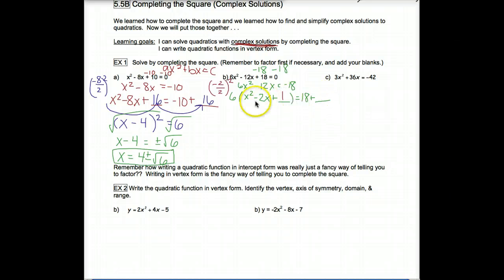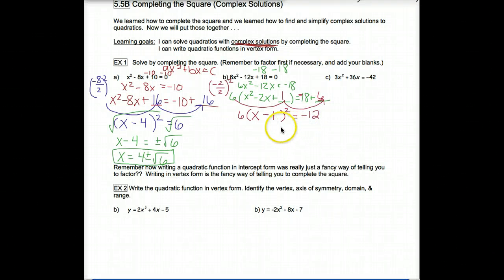To get my right side blank, I do my little swoop here. So 6 times 1 gives me 6. Oops, and it looks like I forgot to bring down my negative. That will be a problem here in a second if I didn't remember that. All right, so on the left side, I need to simplify. I've got my 6 out in front. I need to factor this as a PST, so I know it's going to have a squared. Square root of x squared is x. Square root of 1 is 1. Sign in the middle is a minus. On the right side, negative 18 plus 6 is negative 12.